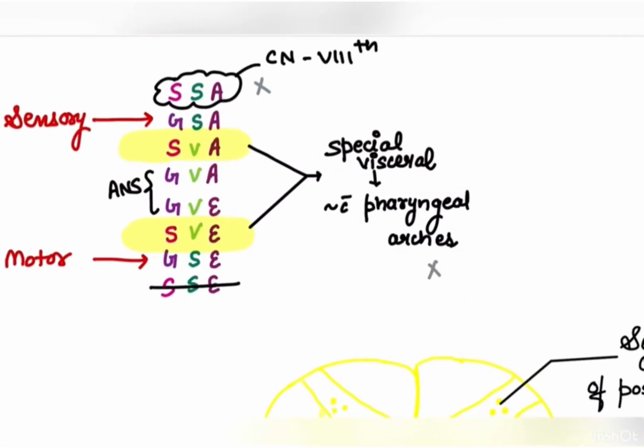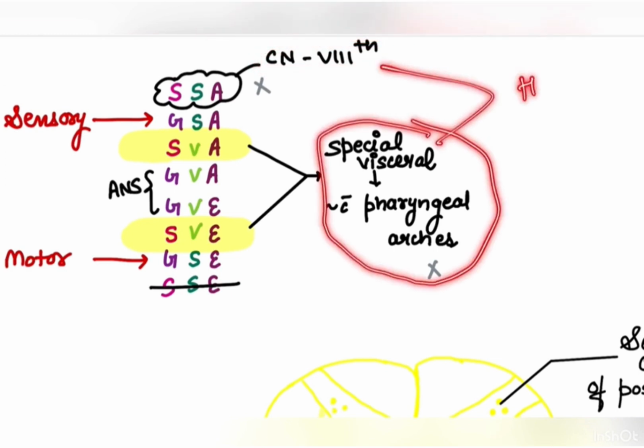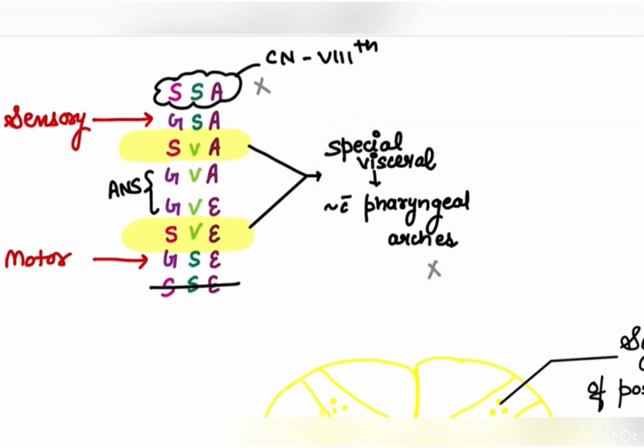Having discussed all the functional components, I should make this clear, and it is but obvious, since cranial nerve number 8, the vestibular and the cochlear nerve, and the special visceral component are associated with the head and neck region, that these components wouldn't be appreciated in the cut section of the spinal cord. You can see them where?